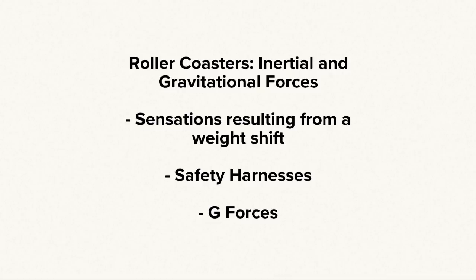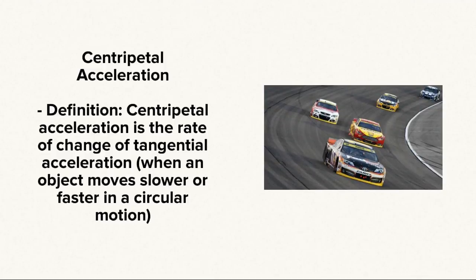falls of a track. The final topic we will explore and apply today is centripetal acceleration. Centripetal acceleration is the rate of change of tangential acceleration, but simplified, it's simply when an object moves faster or slower in a circle. Centripetal acceleration occurs when an object is rotated in a circle and either speeds up or slows down. A time when centripetal acceleration is necessary to be considered is on a racetrack, as seen below.